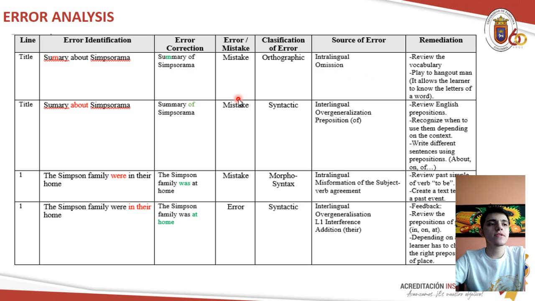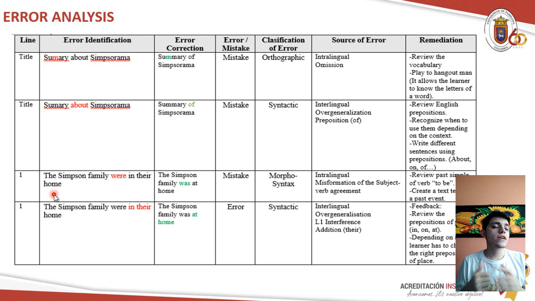In the first line, the student wrote, "The Simpson family were in their home." The error correction is, the Simpson family was at home. This is a mistake because he already knows how to use the past simple of the verb to be, and this is a morphosyntax error because it is a misformation of the subject-verb agreement, so it does not correspond to family. So for the remediation, I suggest to review the past simple of the verb to be and to create a text telling a past event, because he used were instead of was.